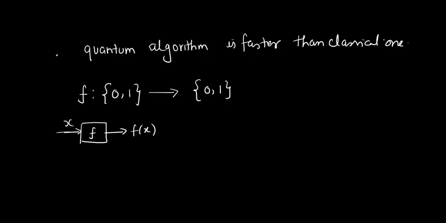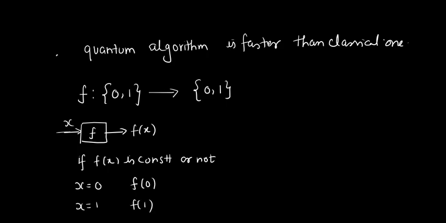So if you want to know whether f(x) is constant or not, the problem in hand is to find out if f(x) is constant or not. For this we have to make two queries. What will be the first query? When we provide x equal to 0, what is the value of f(0), and when we provide x equal to 1, what is the value of f(1), right?